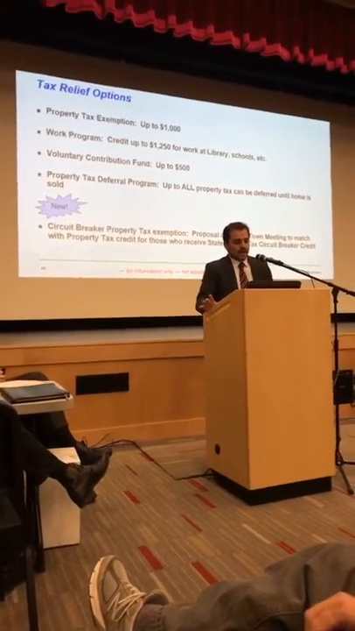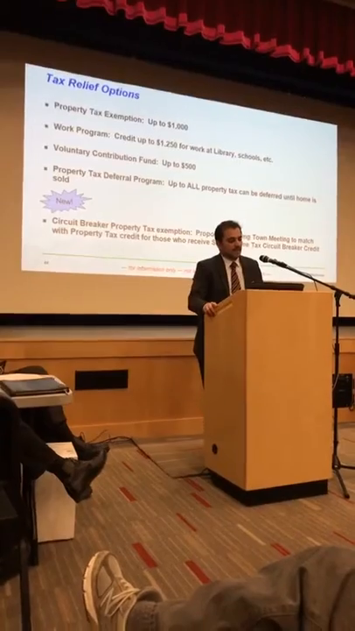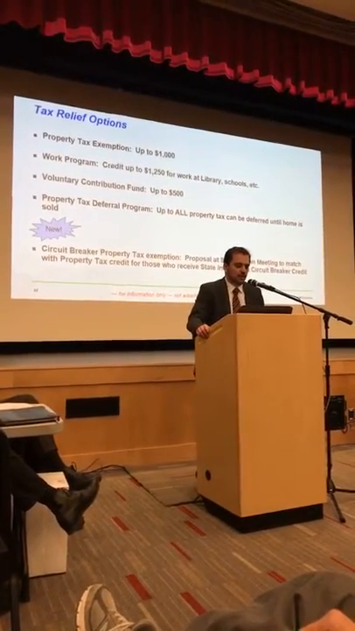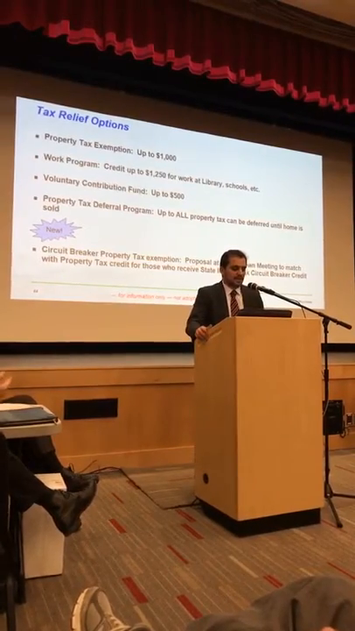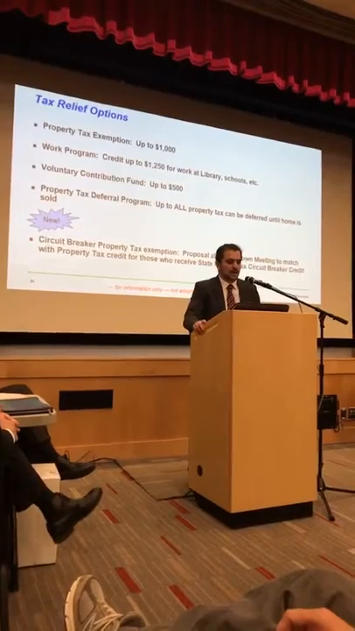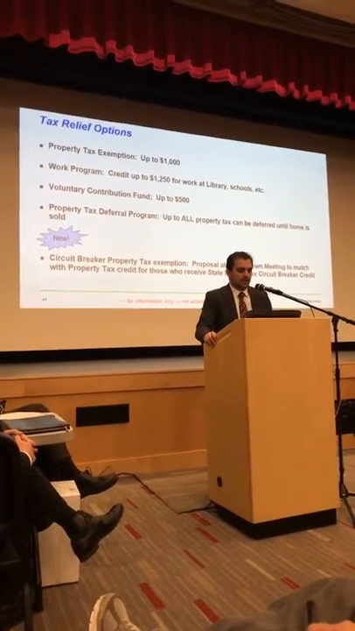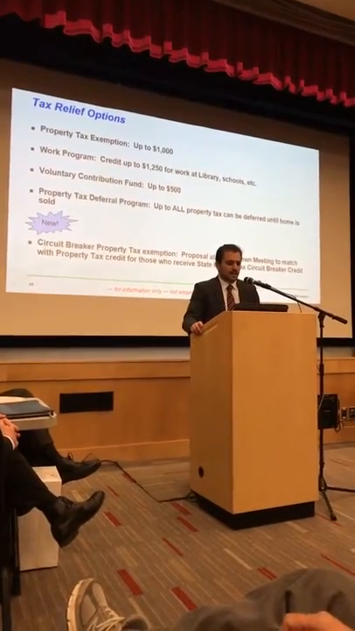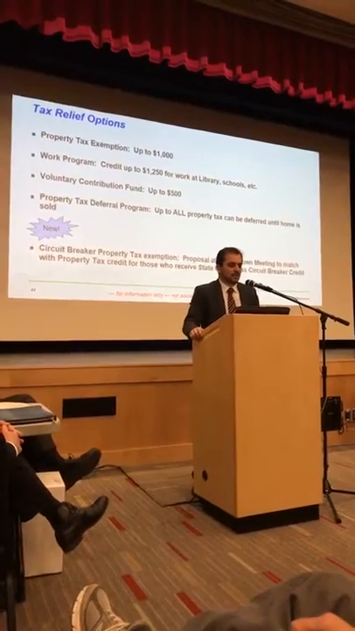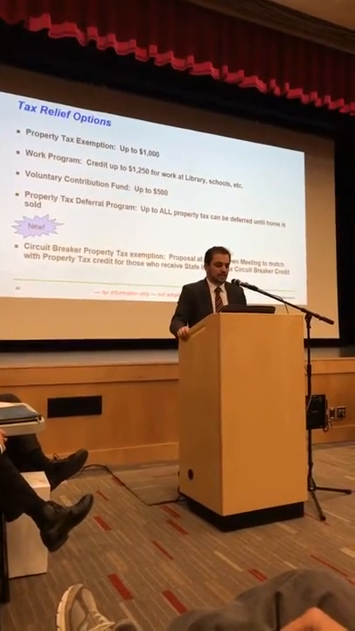The first 4 lines here are existing property tax relief, and this applies to seniors. So property tax exemption up to $1,000, the work program, which is a tax credit of $1,250, and this is for work at the library or schools or town hall. Also, everybody gets the tax bill even if it's escrowed, but there's a little insert there to make a voluntary contribution to a senior fund, so that also applies.